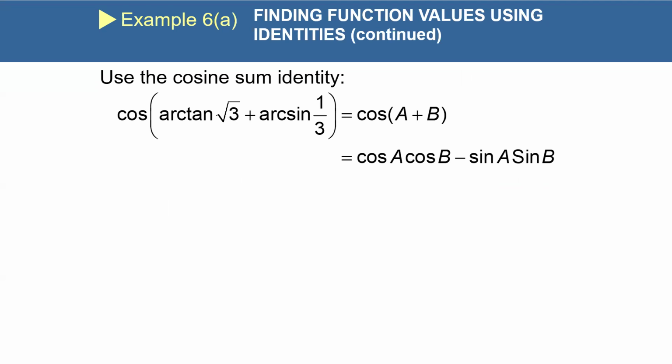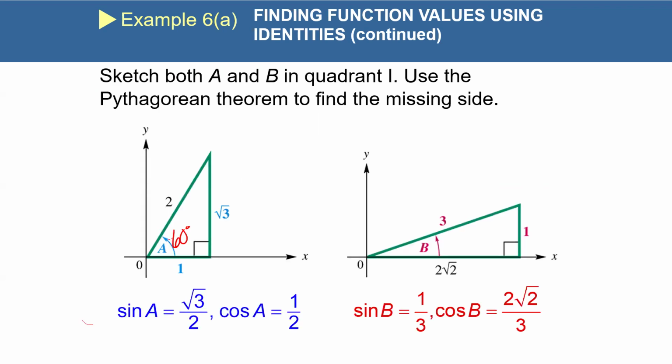So we now are doing our cosine. So we do A plus B. We gotta find our cosine. Back to chapter 5 we go. You have your sine and cosine. What is our sine of A? Square root of 3/2. What's our cosine of A? 1/2. What is our sine of B? 1/3. What is our cosine for B? 2 square root of 2/3. So we have all of our values in order to find the sum.